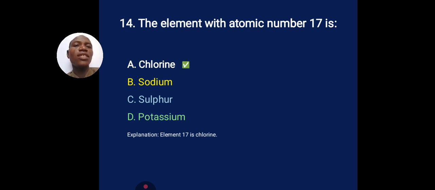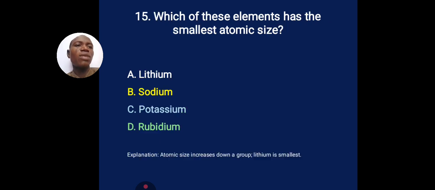So the correct answer is chlorine. Chlorine is atomic number 17. It belongs to group 7. They are the halogens, salt formers.